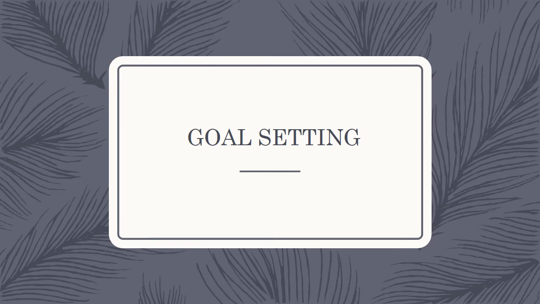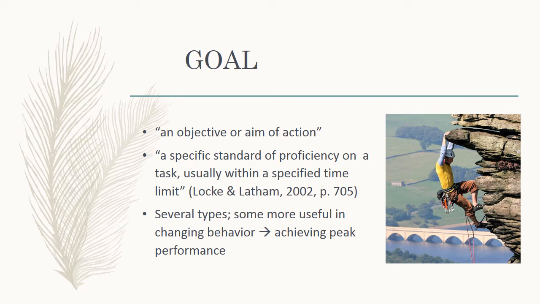Goal setting. A goal is an objective or aim of action. It's a specific standard of proficiency on a task, usually within a specified time limit. And there are several types of goals. Some are more useful in changing behavior and therefore achieving peak performance in a task, in particular when we're talking about athletes.